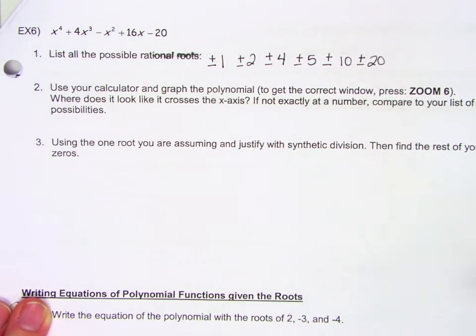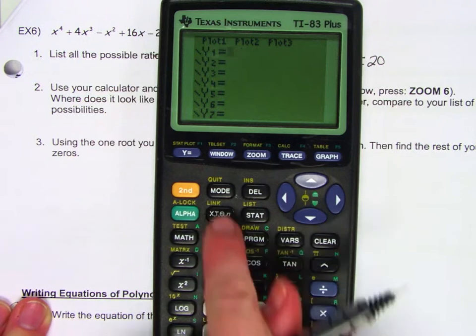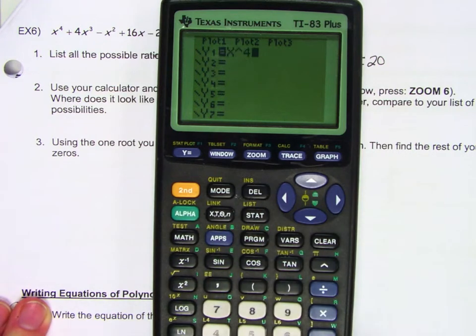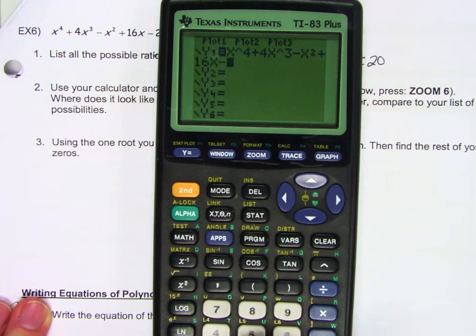Use our calculator to graph the polynomial and make an estimate. We have x to the 4th plus 4x cubed minus x squared plus 16x minus 20.